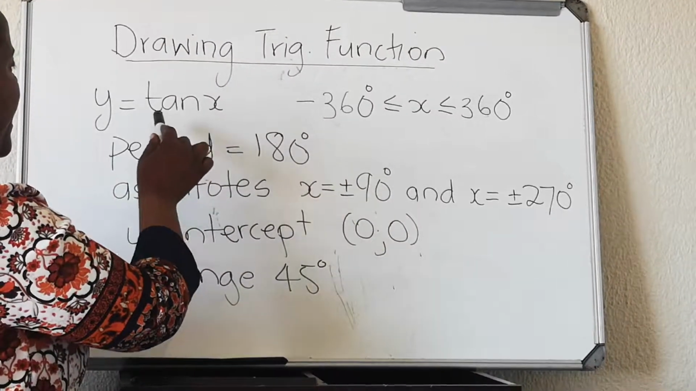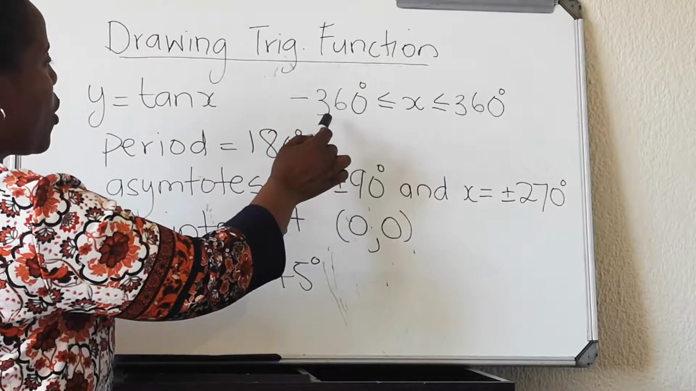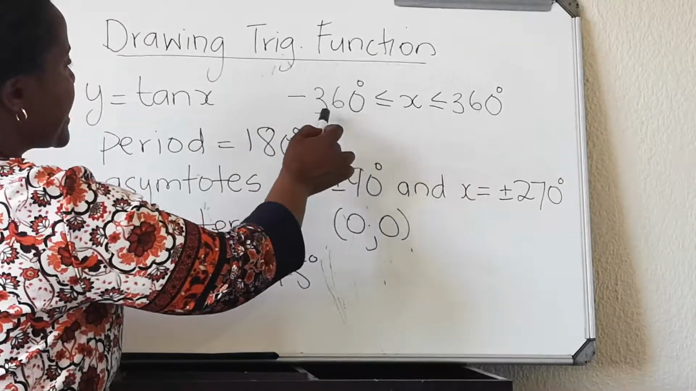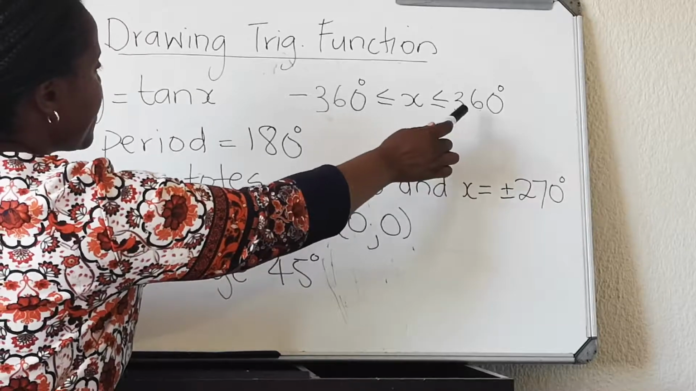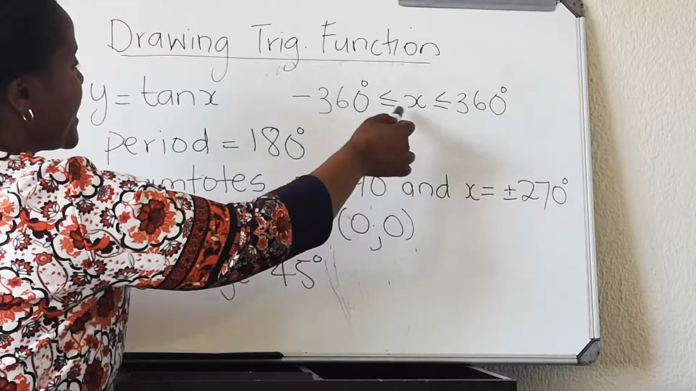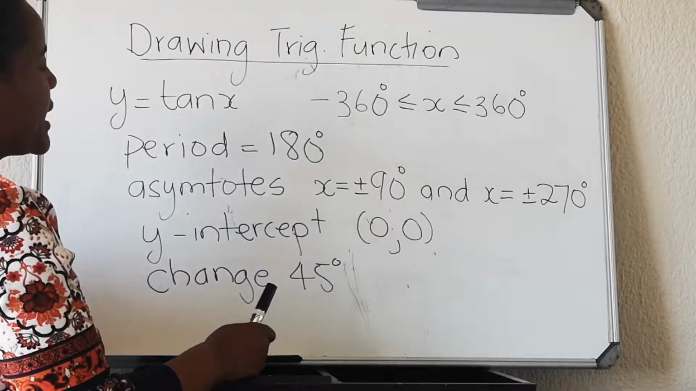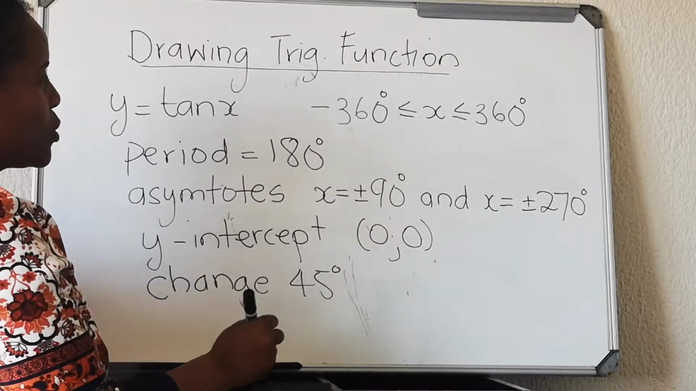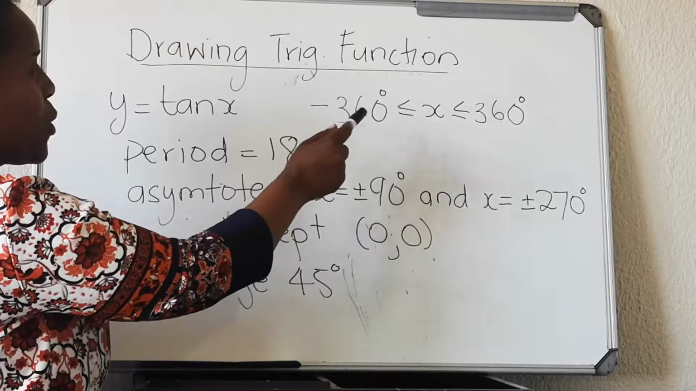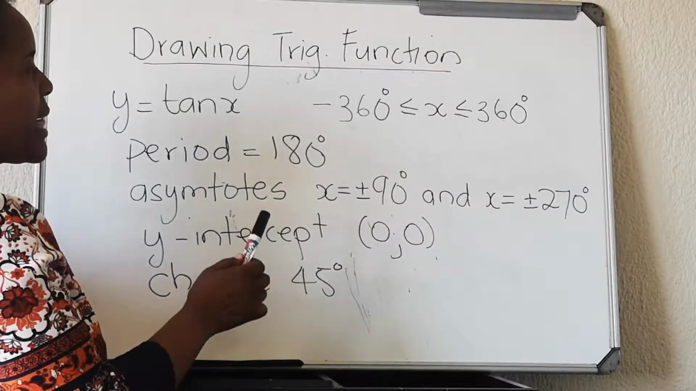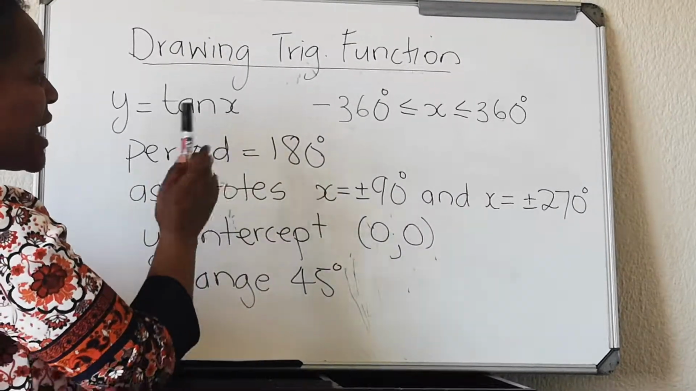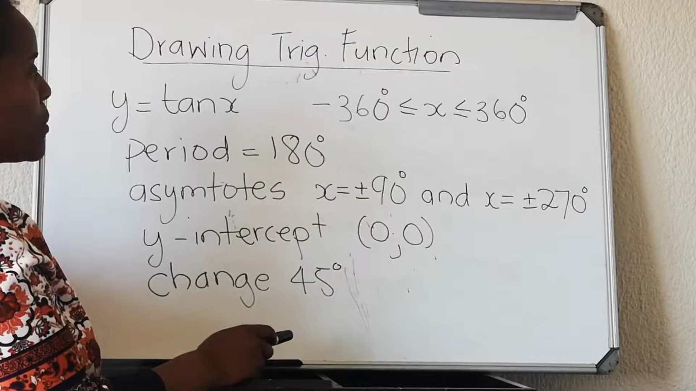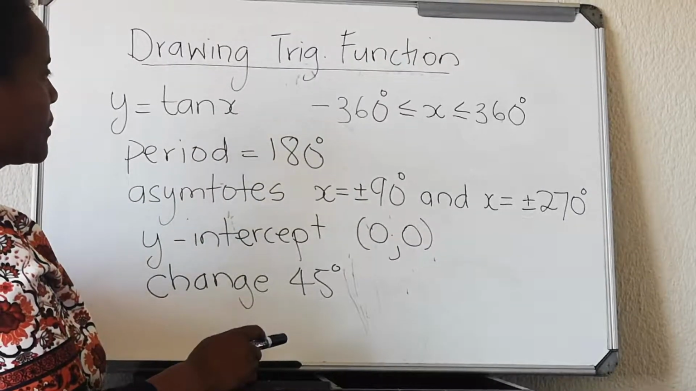So when you're drawing a tan function in an interval of x is greater than minus 360 and x is less than 360, this is a different way of writing the restriction. With the other function, we're using square brackets, the interval notation. Here we're using the inequality notation. In a question paper, they might ask you any of the two, so you need to know the two forms of writing the restriction.